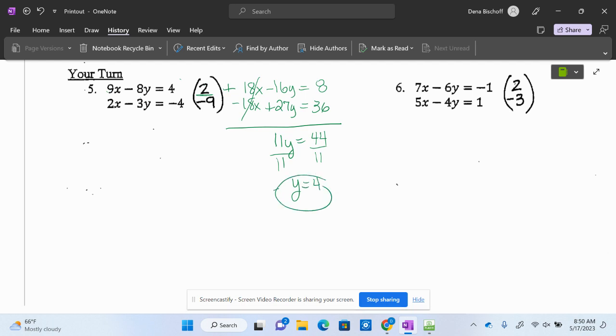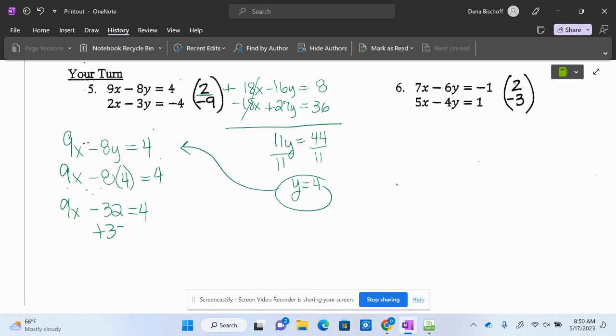I'm going to take that and plug it back in to find x. I'm going to use the first equation, 9x minus 8y equals 4. Remember, I'm plugging in for y, so 9 times x minus 8 times 4 equals 4. 9x minus 32 equals 4.